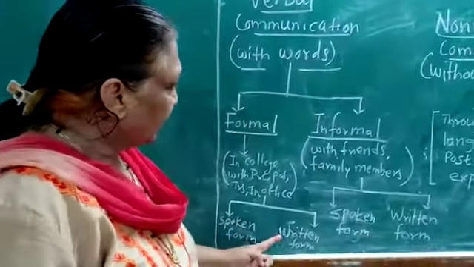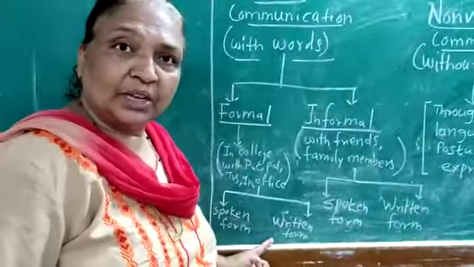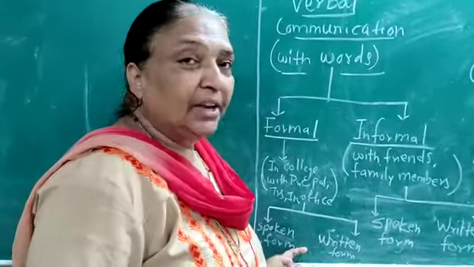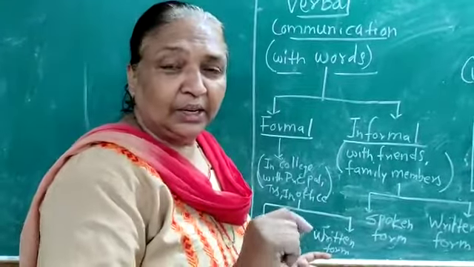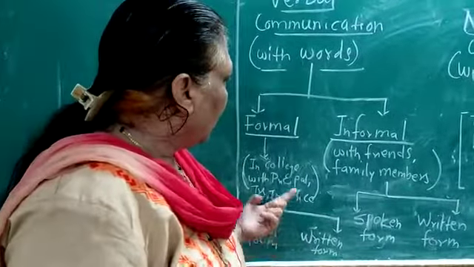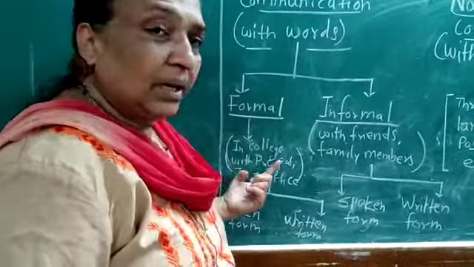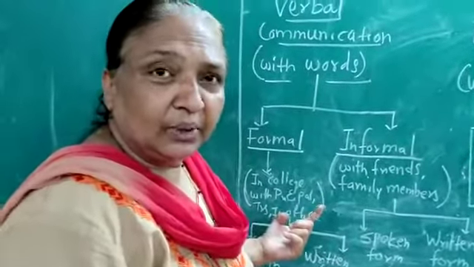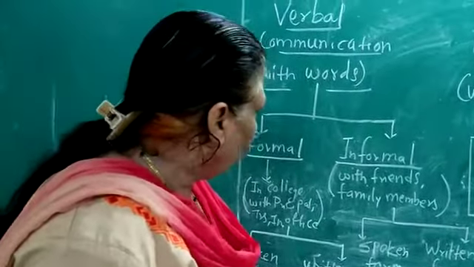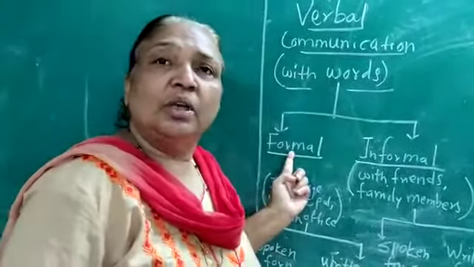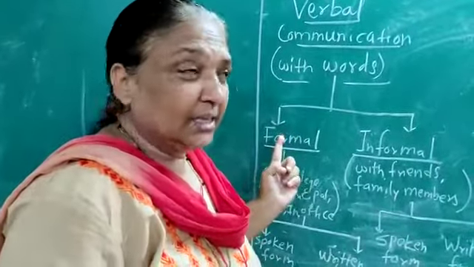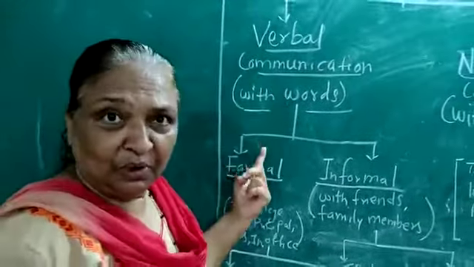Again, we'll see the second part of formal communication. The second part of formal communication is written form. All of you know the written form, printed form. So this written form may be a letter to the principal or a letter to the manager or a letter to the teachers. So such written communication is also called formal communication, and such formal communication is verbal communication.